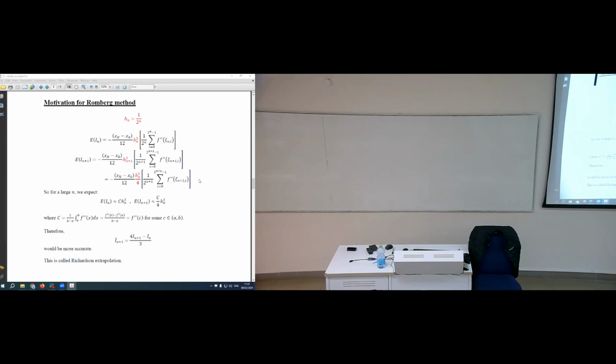Is that clear? At least h to the 3rd, at least, because this is the average of the function plus a correction. This correction goes like h at least. You know that it goes like h squared. Okay.